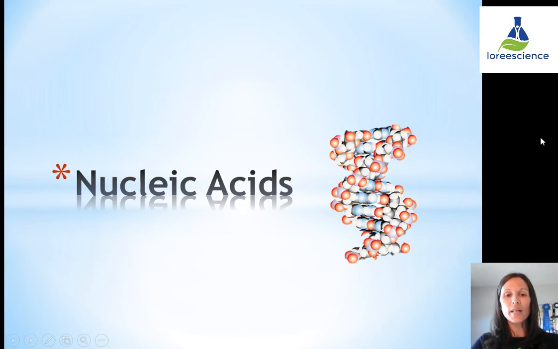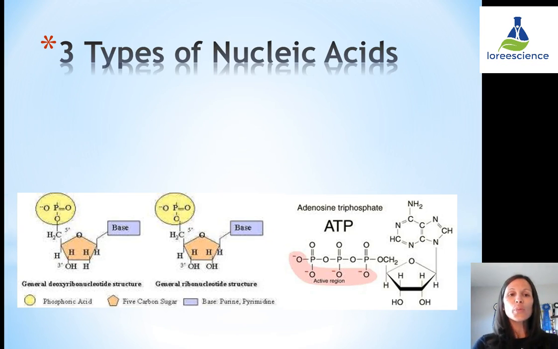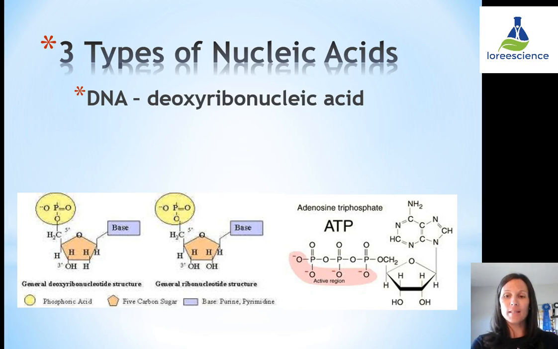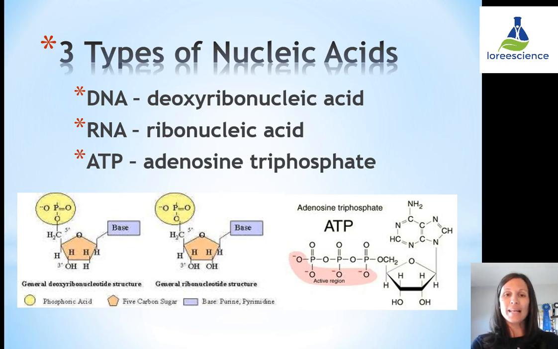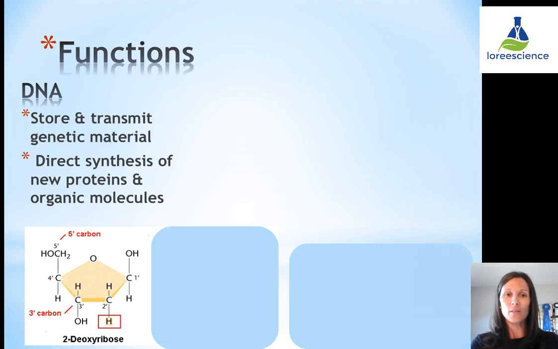In this video, we're going to take a look at nucleic acids, the only molecules that can produce exact copies of themselves. There are three types of nucleic acids: DNA, deoxyribonucleic acid; RNA, ribonucleic acid; and ATP, adenosine triphosphate. Now, if we look at their basic structures, they all have similar components. They all have a phosphate group, they all have a pentose sugar, and a base attached. So let's look at the structure and function of each of them in a little bit more detail.